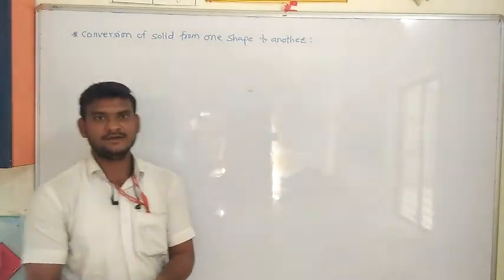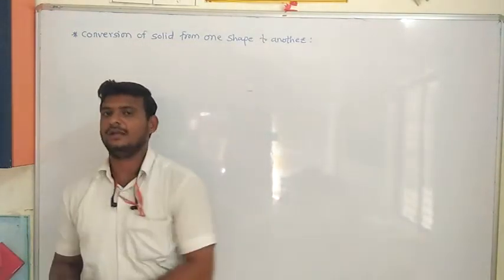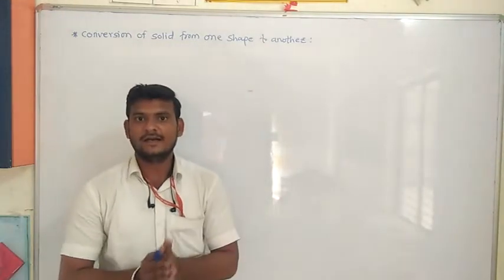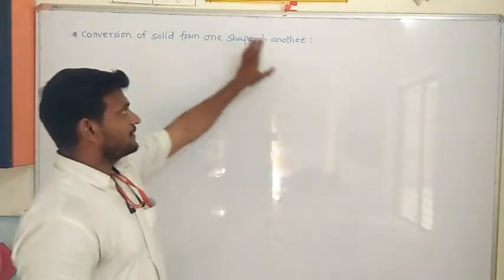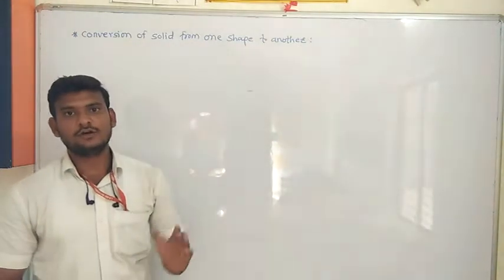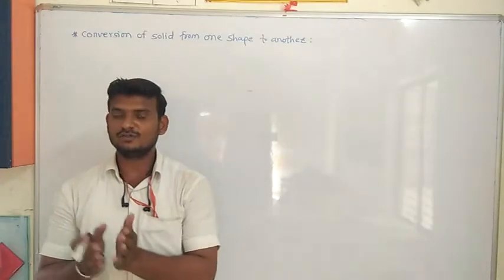In yesterday's class, we have seen how to find the volume of a combination of solid figures. Now, in today's class, we will see conversion of a solid from one shape to another. Here, conversion means we have to convert the solid.